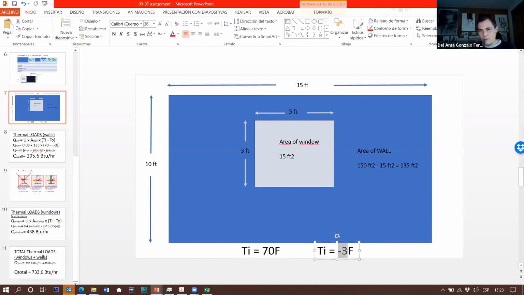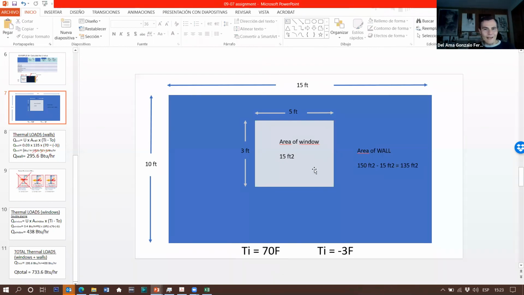I'm sure it's not -3. That indoor temperature is always around 70. So those are the data. So this is the statement of the problem. And now this is our design. So we have designed this wall with that window.